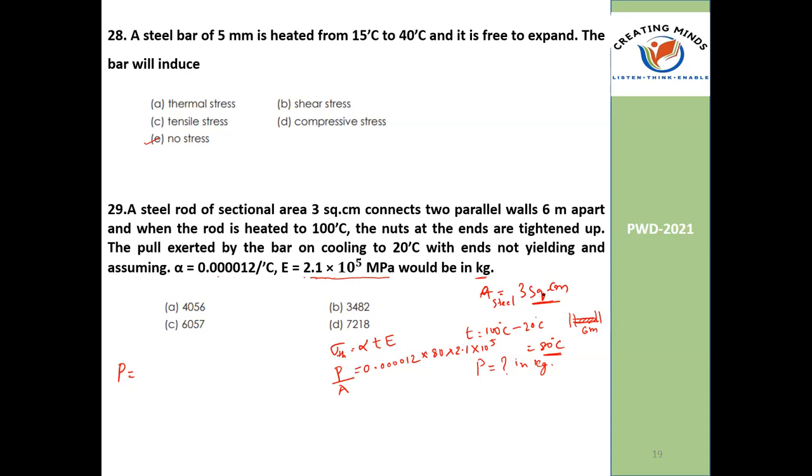1 centimeter equals 10 mm, so squared, 10 square. So the area is 3 into 10 power 2 square millimeter, multiplied by this value. Please do this. How much are you getting for this value? 0.00012 multiplied by 80 multiplied by 2.1 into 10 power 5. Yes.